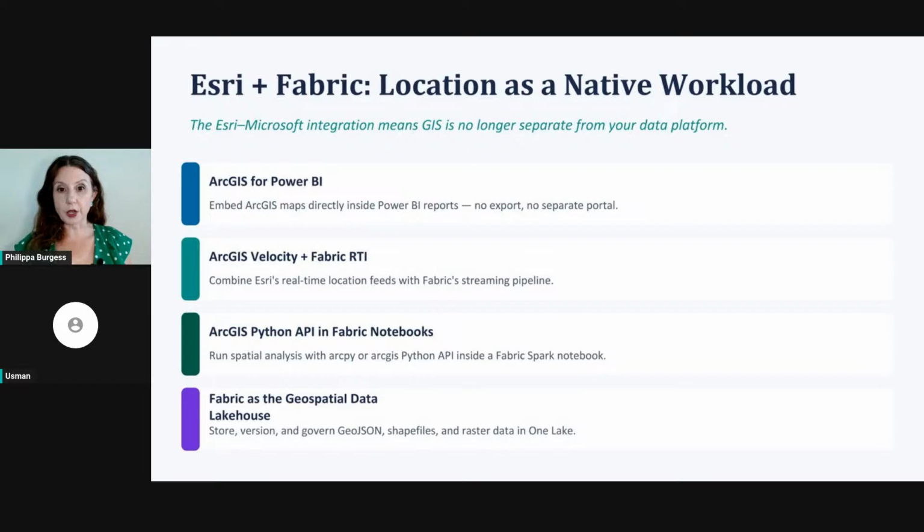And then we've got Esri and Fabric, location as a native workload. So the Esri Microsoft integration means GIS is no longer separate from your data platform. That includes ArcGIS for Power BI, which embeds ArcGIS maps directly inside your Power BI reports, so there's no export and no separate portal. You've got ArcGIS Velocity and Fabric Real-Time Intelligence, so you can combine Esri's real-time location feeds with Fabric streaming pipelines. You've got the ArcGIS Python API and Fabric notebooks: run spatial analysis with ArcPy and the ArcGIS Python API inside a Spark notebook. And Fabric as a geospatial data lakehouse, so store, version, and govern GeoJSON and shapefiles.